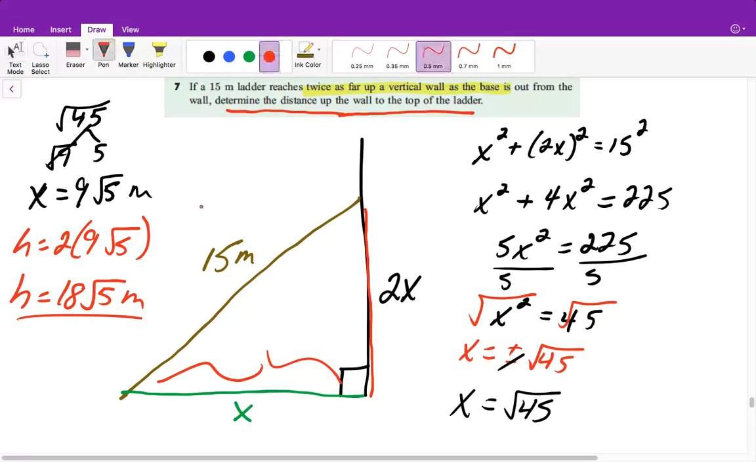But the one thing that you need to make sure you know how to do is how to represent that something is twice as long as something else. It will be 2x and x, because we're just doubling it. We are just multiplying it by 2.